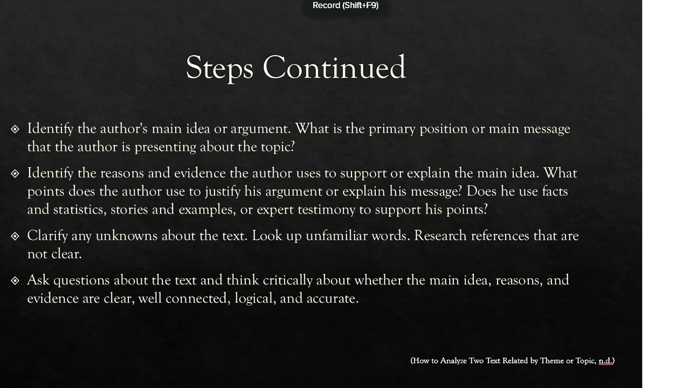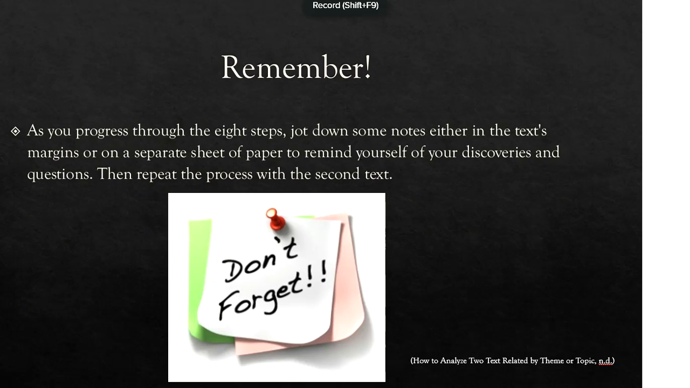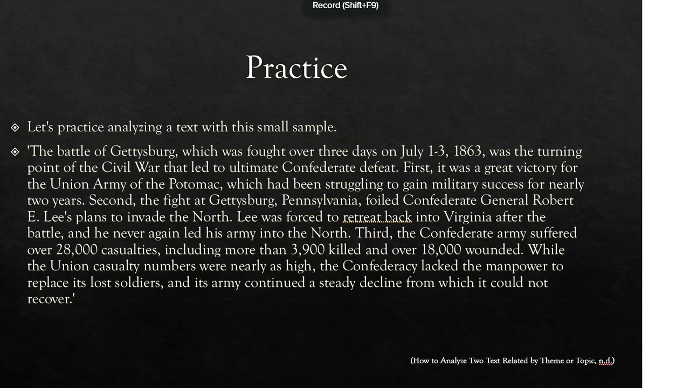Also, clarify any unknowns about the text. Look up unfamiliar words, research references that are not clear, ask questions about the text, and think critically about whether the main idea, reasons, and evidence are clear. Are they connected? Does it make sense? Is it accurate? As you read your first text, go through the 8 steps that we just talked about. Jot down notes in the margins or on a separate sheet of paper. Then repeat the process when you look at the second text.